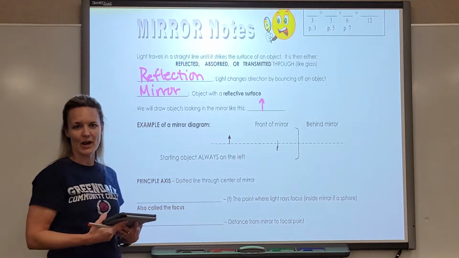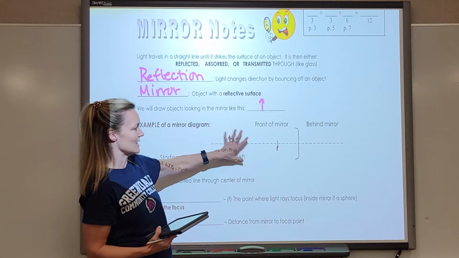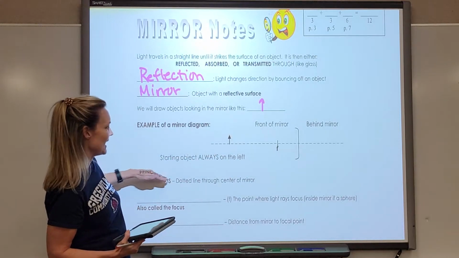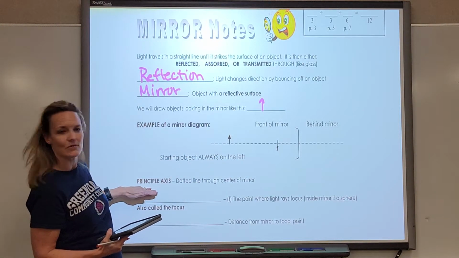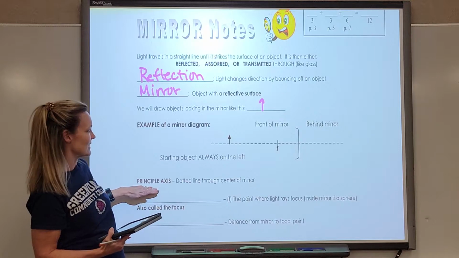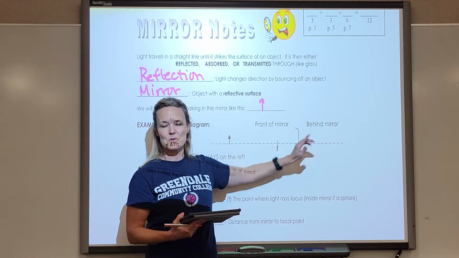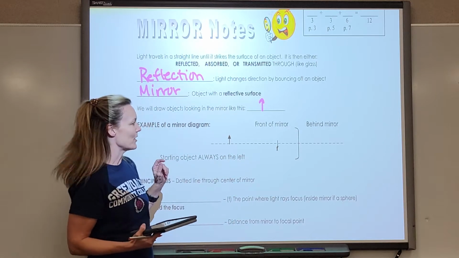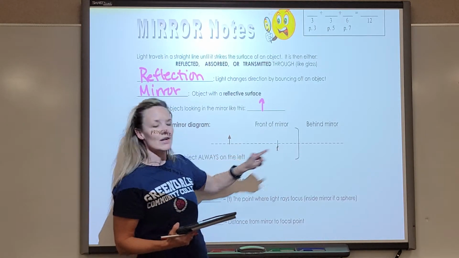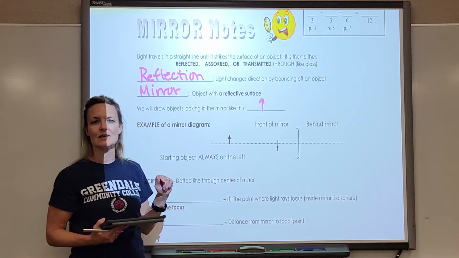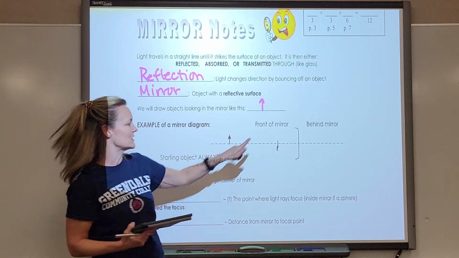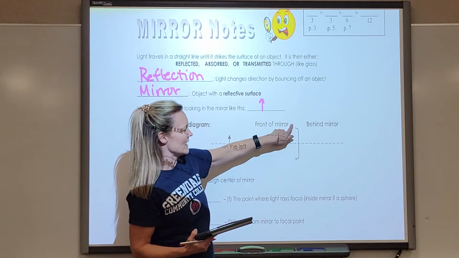For our mirror diagrams, this is how it is going to get set up. So I will have a dotted line through the center of the mirror. This is called the principal axis, and I will dash it like that for you. I'll always get that set up kind of in the middle of your space. From there, I will make a mirror. We're going to find out over the next couple days. It will be curved, either like this or like that.